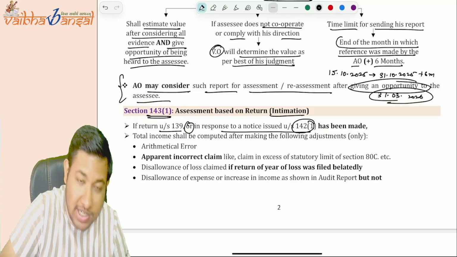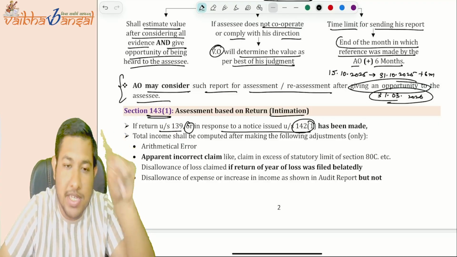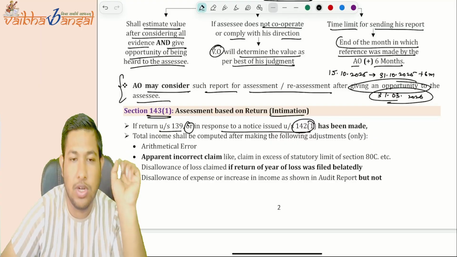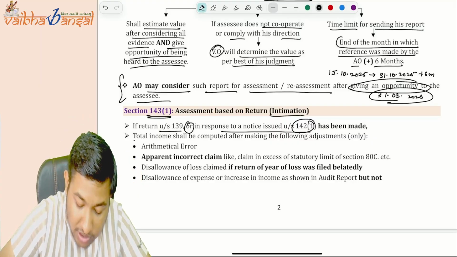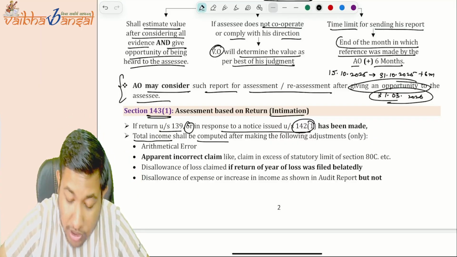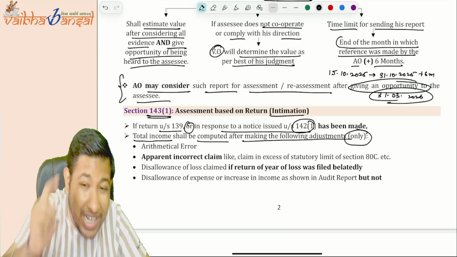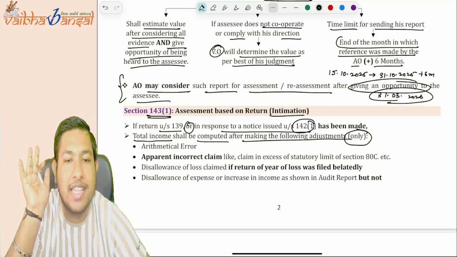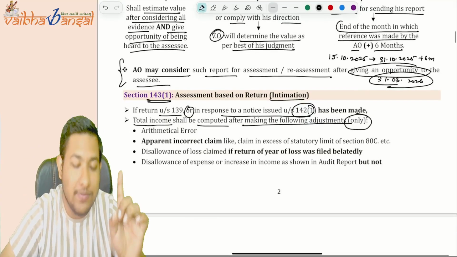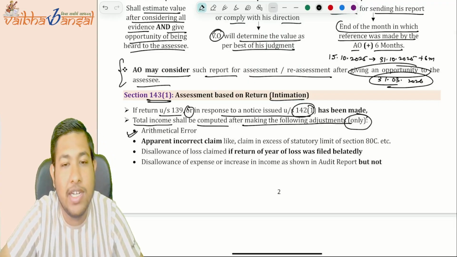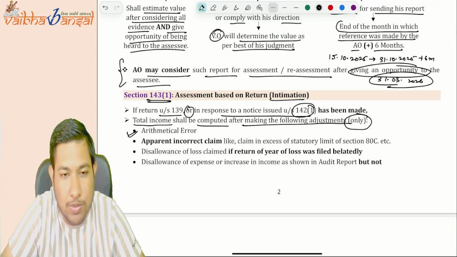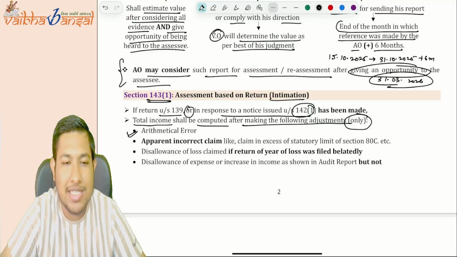Okay. In that particular case, the CPC Bangalore, the Central Processing Centre in Bangalore, will check what total income shall be computed after making the following adjustments. Okay, and these are the only adjustments that can be checked. The system will check whether there is any arithmetical error.